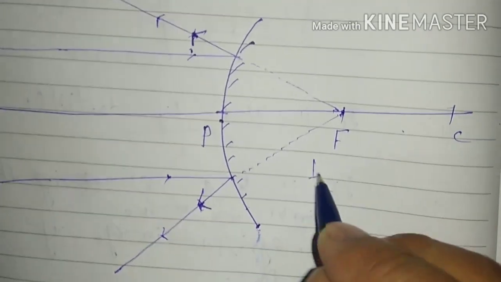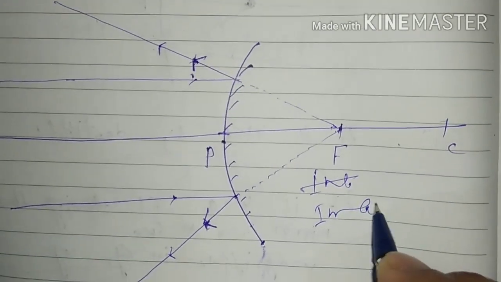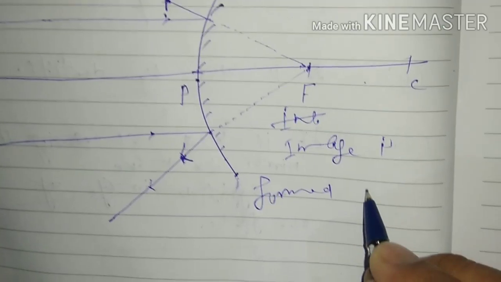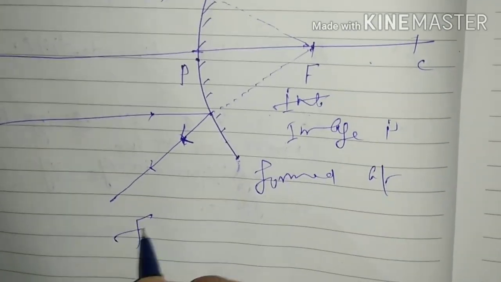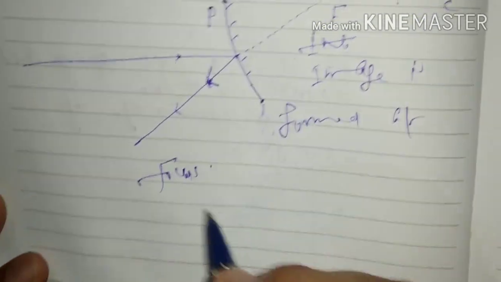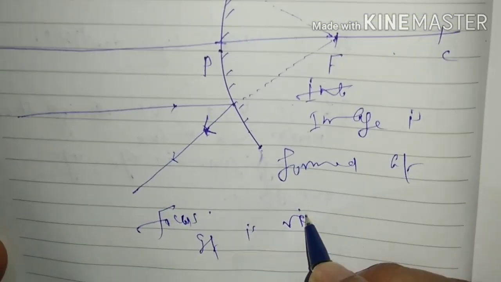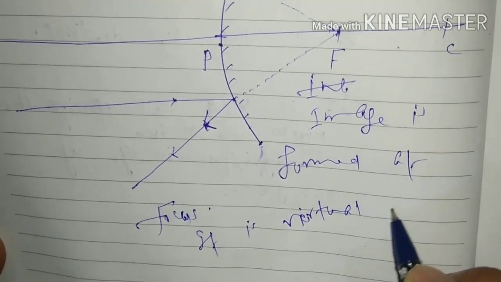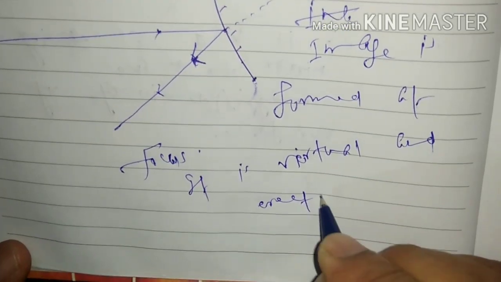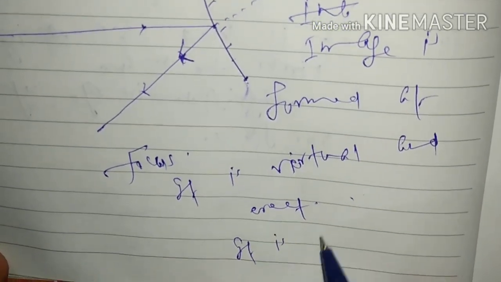So image is formed at focus. It is virtual and erect. It is point size.